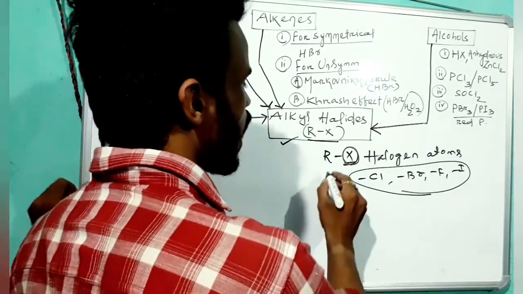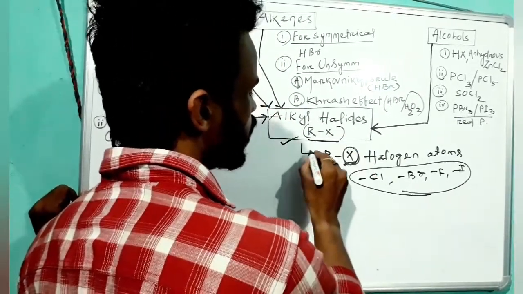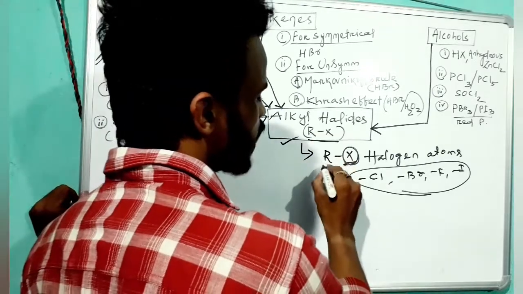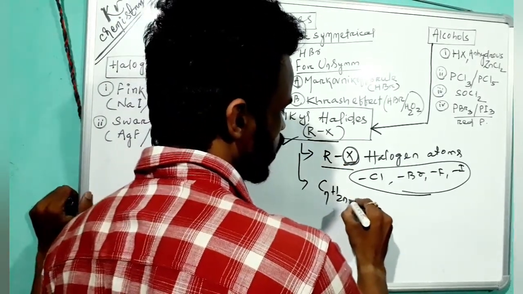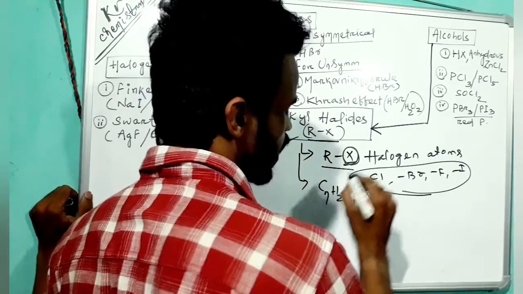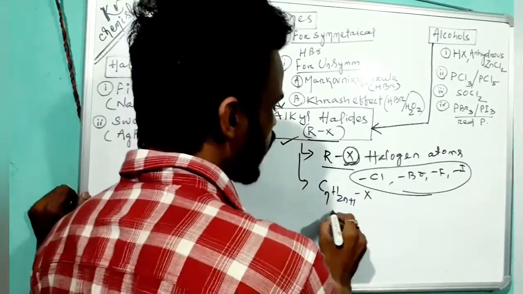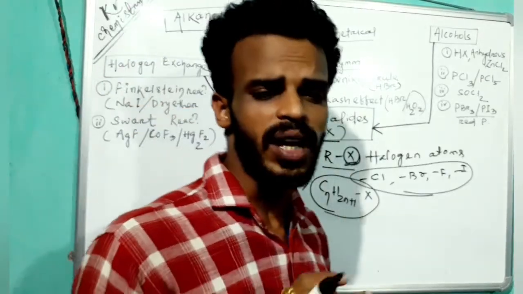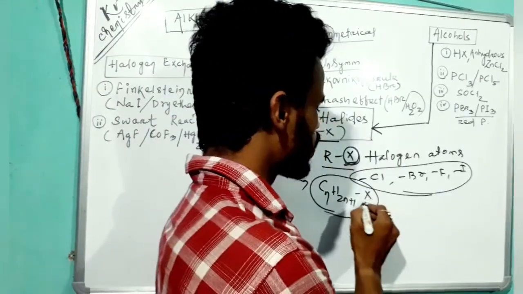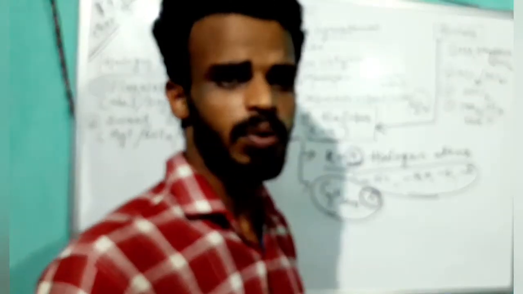So the alkyl halides have the symbol RX and the general formula CnH2n+1X. When one hydrogen atom from an alkane is replaced by a halogen atom, then an alkyl halide is formed.